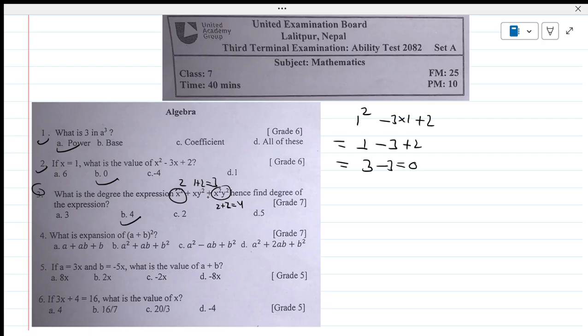Now we go with number 4. It says, what is the expansion of a plus b whole square? A few options are given, and among them we have to check. And for that we should go this way.